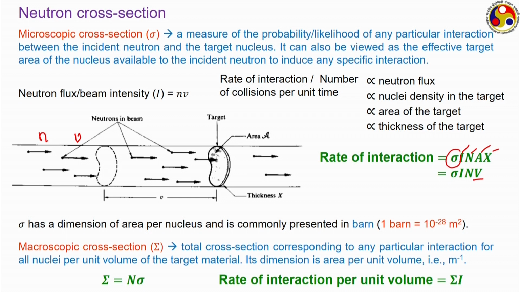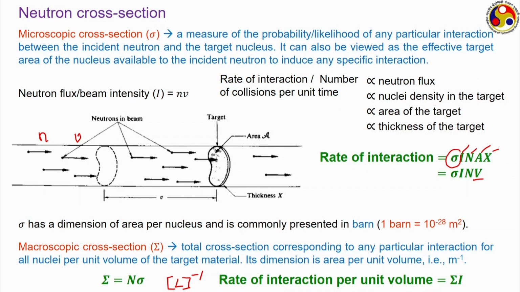Then what should be its dimension? Sigma has a dimension of length square, and N will have a dimension of L to the power minus 3, as we are talking about nucleus per unit volume. So the dimension of this capital sigma should be L to the power minus 1, or length inverse. Truly speaking, it is not a proper dimension of a cross section, but still it is conventionally called the macroscopic cross section.